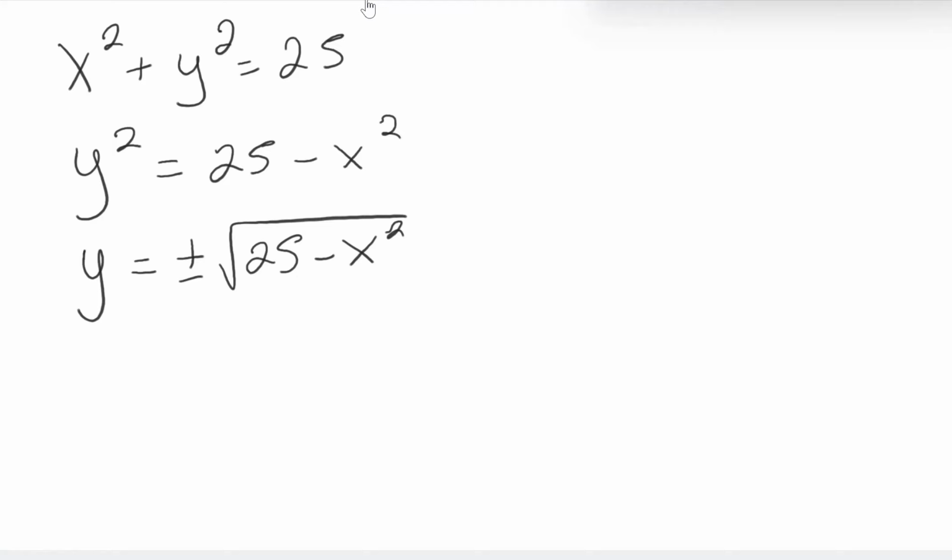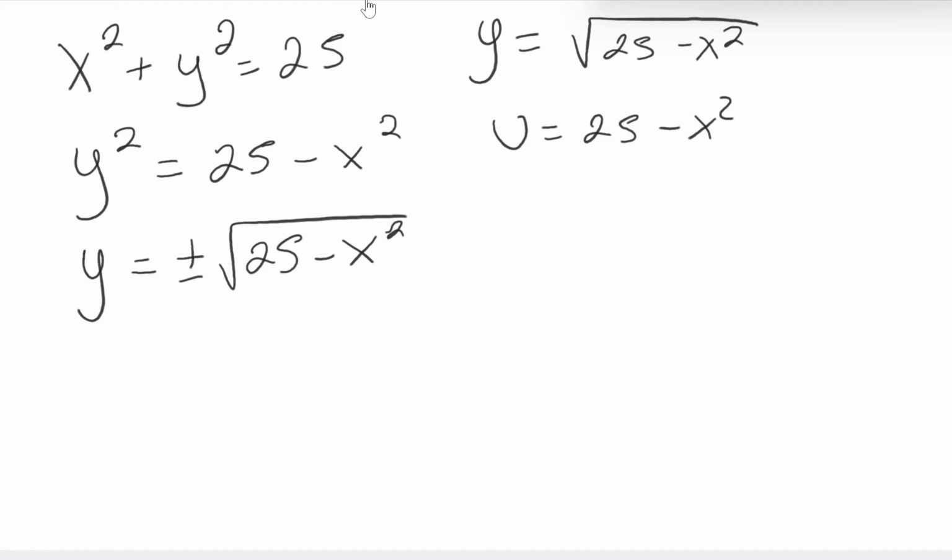So, what do we have to do now? We now have two different equations, right? Let's look at the first one: y equals the positive version, the square root of 25 minus x squared. How do we do this one? Yeah, we have to do the chain rule. So I'm going to make u equal 25 minus x squared, so u prime is negative 2x. And then we have y equals u to the 1/2.